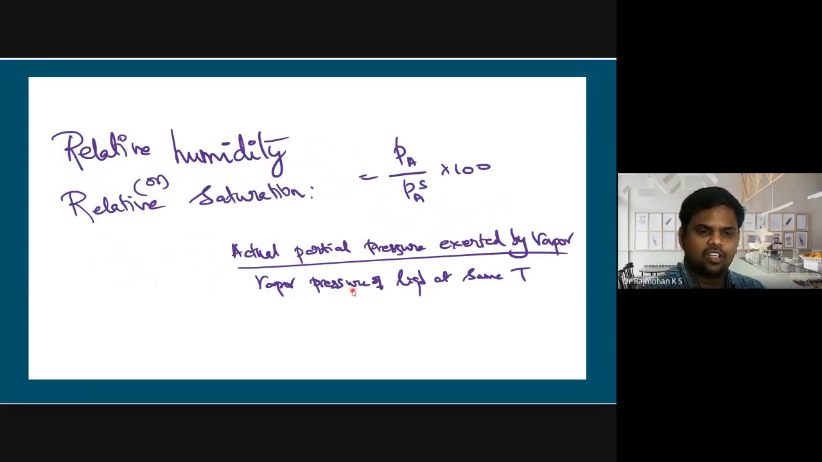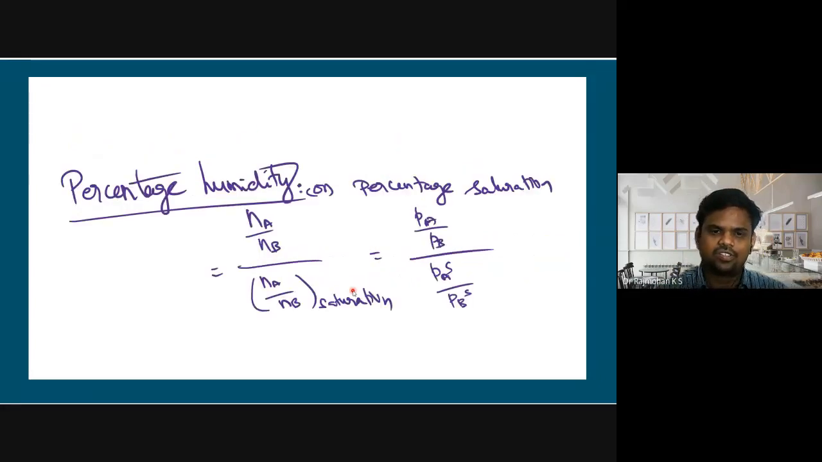We have seen how to determine the relative humidity or relative saturation. It is the ratio of partial pressure by vapor pressure into 100. Okay, and we have seen what is percentage humidity. It's the ratio of Na by Nb at the given condition to that of the same ratio at saturation.